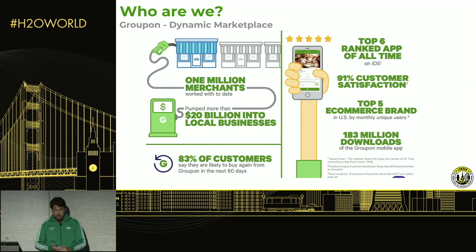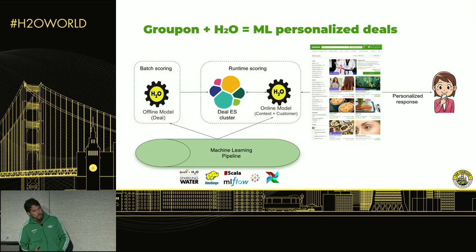By the statistics, we're talking about top 6 rank in iOS. That's something, right? We're talking about like 12 billion in business for the local merchants. That's making the local merchants a better place to be right now. So the question is, how do we incorporate machine learning into Groupon?